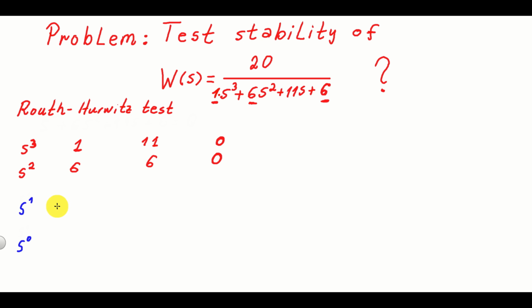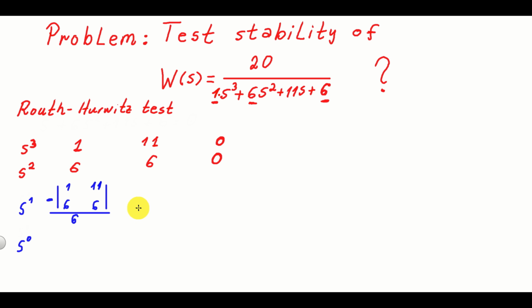The first entry in the third row of the Routh-Hurwitz table is constructed like this. It is equal to the ratio of, in the denominator we have this entry over here, that is we have 6, and in the numerator we have a determinant of a matrix whose first column is this column and the second column is this column. So let's write this. We have 1, 6, 11, 6 with a minus sign. These vertical bars denote the determinant.